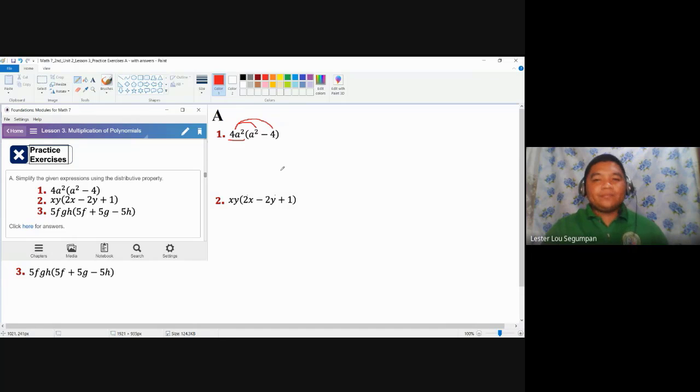In multiplication of polynomials, this is now where the first law of exponent we discussed in the previous unit will be applicable. The first law of exponent talks about the multiplication law of exponents. So this is the time that we can now manipulate the literal coefficients.